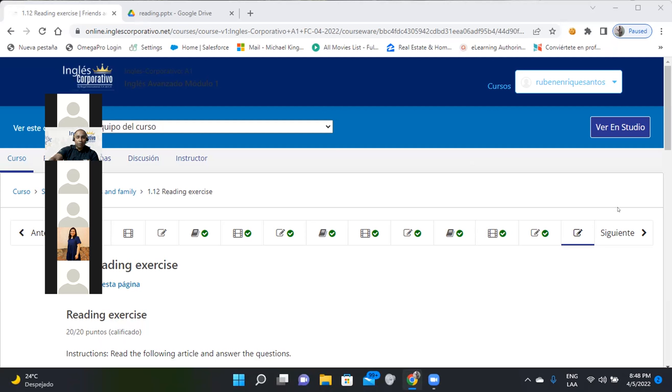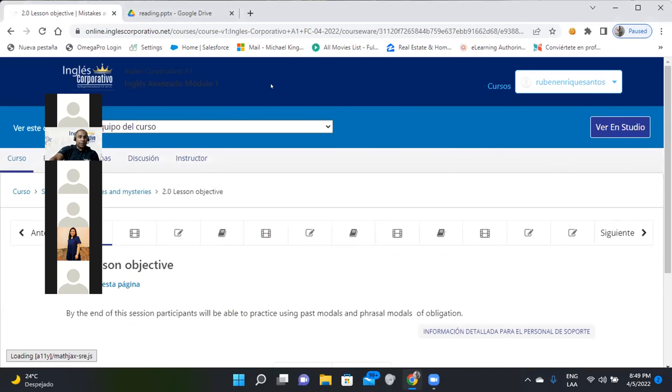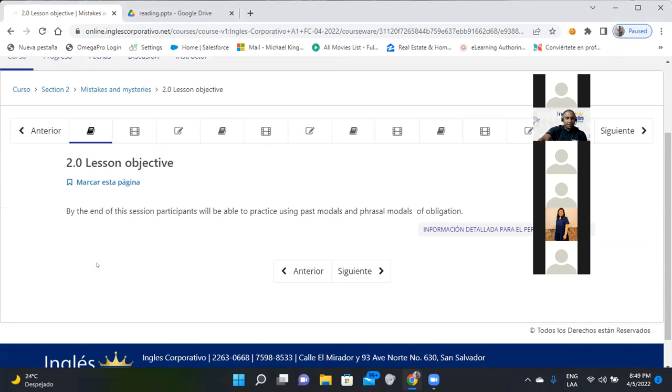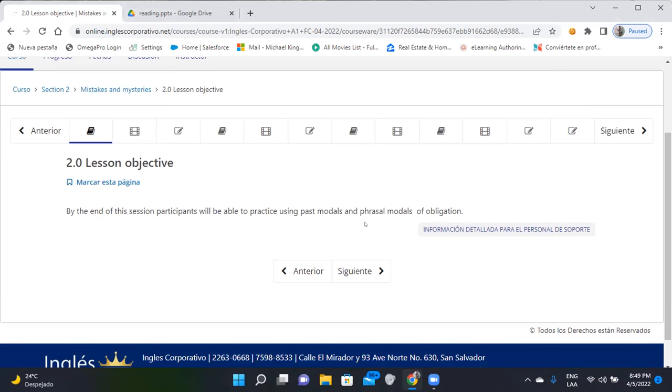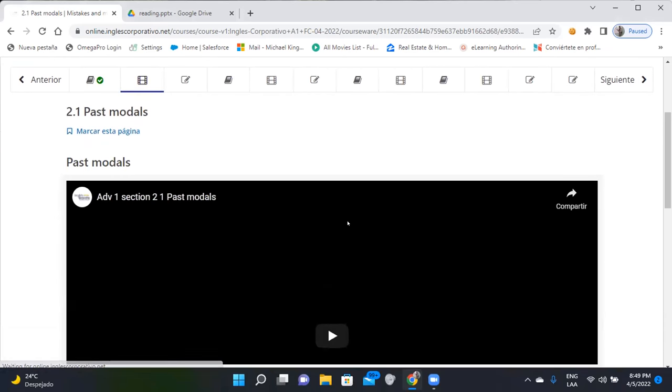Okay. Awesome work, guys. Now we are going to move forward and we're going to be looking at section number 2. In section number 2, we are going to be looking at mistakes and mysteries. By the end of this session, participants will be able to practice using past modals and phrasal modals of obligation. Past modals.